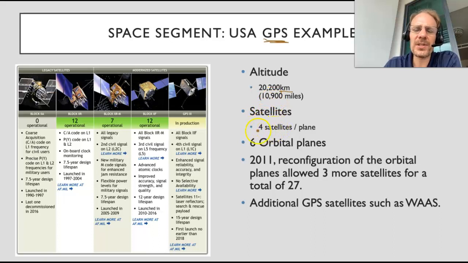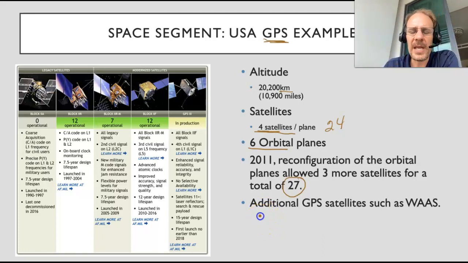And there are 4 satellites in 6 orbital planes. And I will show you how that works on the next slide, how the satellites and what orbital planes are. So that means there are at least 24 in the U.S. system, but they have reconfigured how it all works, and so now there are actually 27 satellites. Plus there are some extras, maybe you call them backups. If one fails, then it can be replaced.